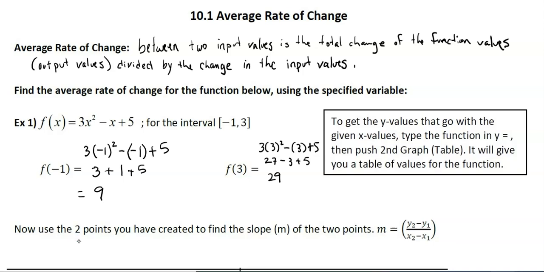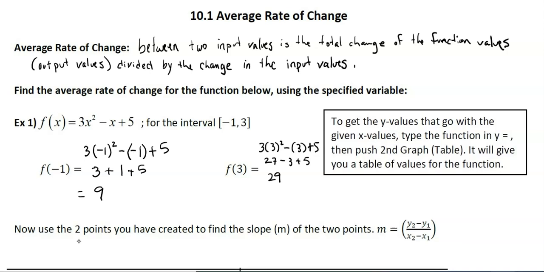it says to get the y values that go with the given x values, type the function in y equals, then push second graph table. It will give you a table of values for the function, and this is referring to if you want to do it on a calculator, and I'll show you that in just a moment.